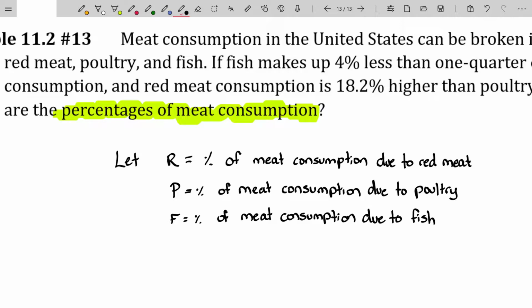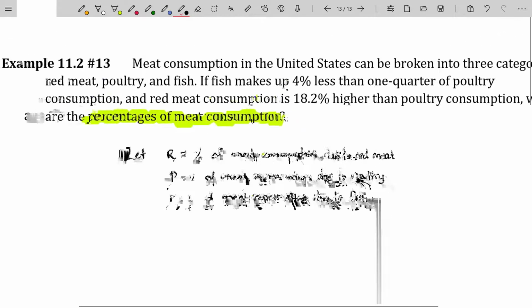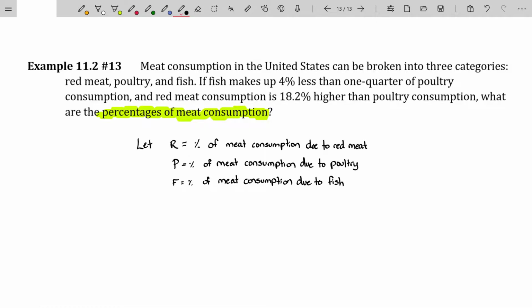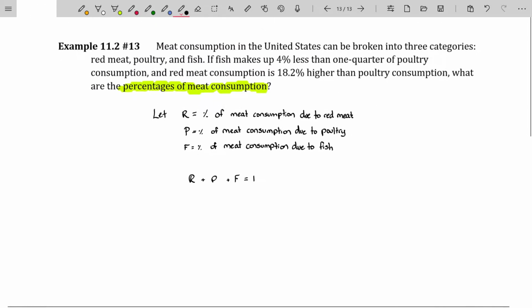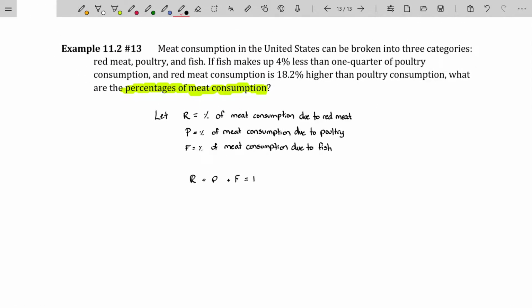just fish. And the way they've defined this problem, they've said that meat consumption can be broken into those 3 categories. What this means is that all of these percentages should add up to 100% of the meat consumption within the United States. That is, R plus P plus F should equal 1, which is the same thing as 100%. Let's see if there's any other information we can use.